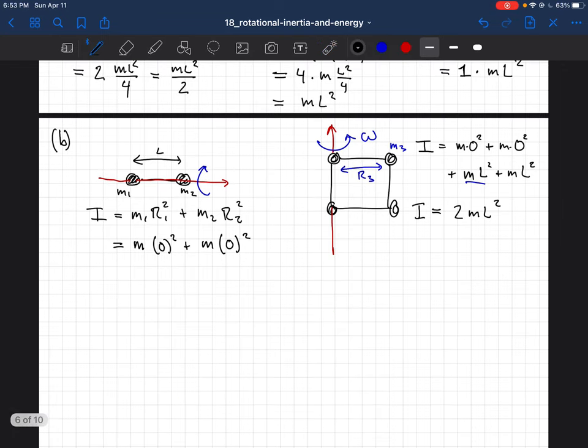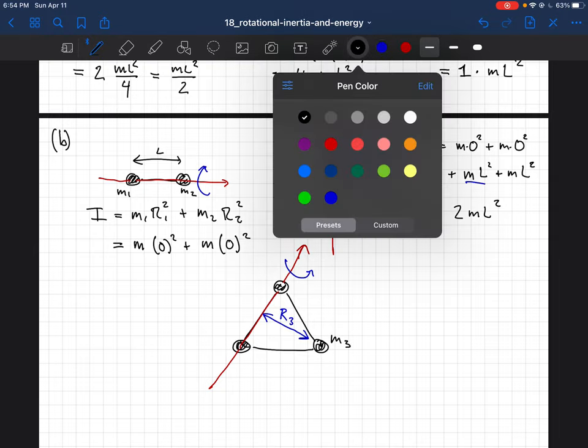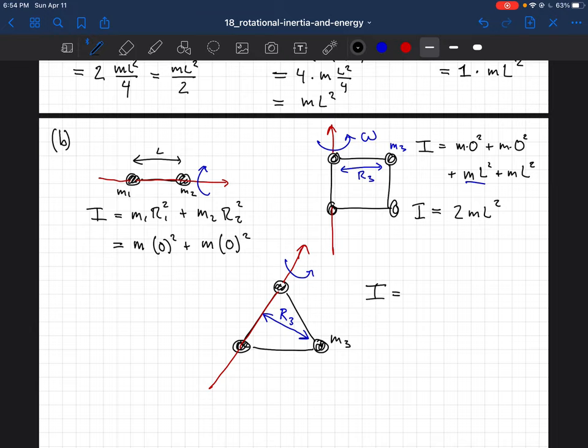And finally, we have one more. We have the equilateral triangle that gave me so much trouble in the previous one. Now we're going to draw an axis that goes through two, so something like this. It's going to rotate about it, and you can see that there's only one mass, which is off axis. And I have to do some more trigonometry because the distance of that mass from the axis is this thing. We could call that R3. This is M3. So our moment of inertia is going to be m times 0 plus m times 0 plus m times R3 squared.